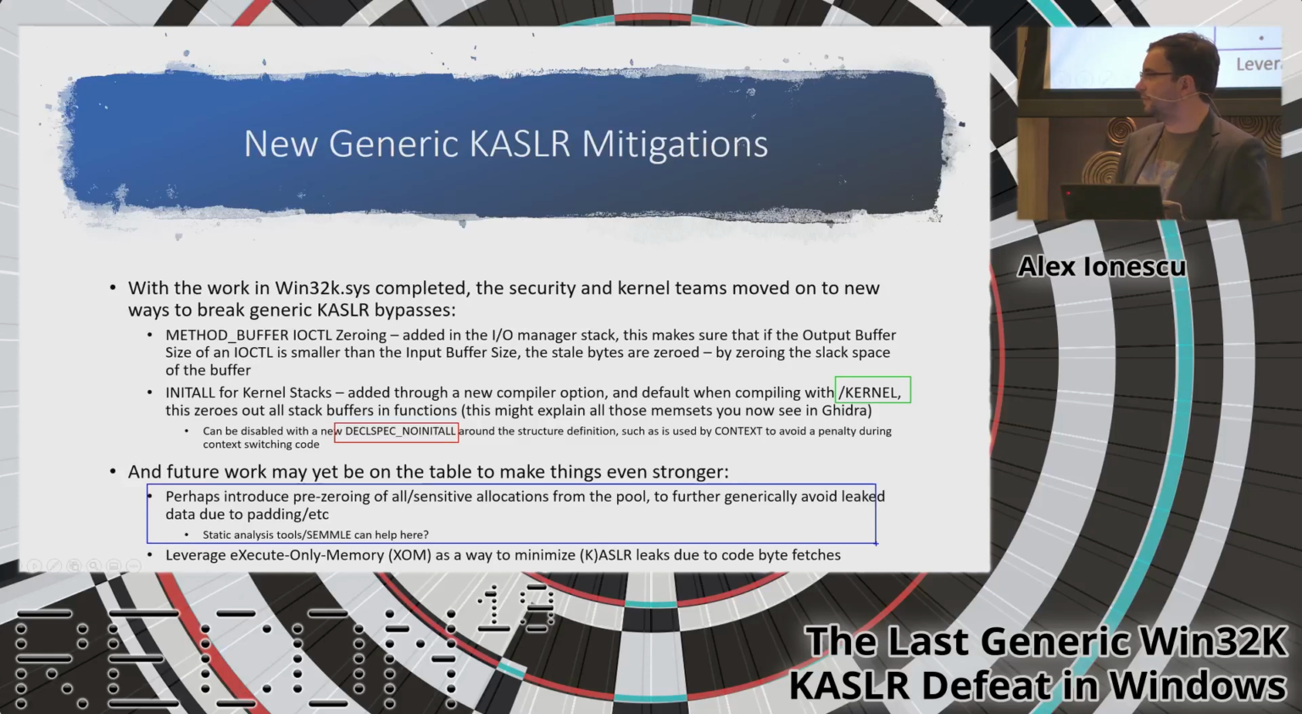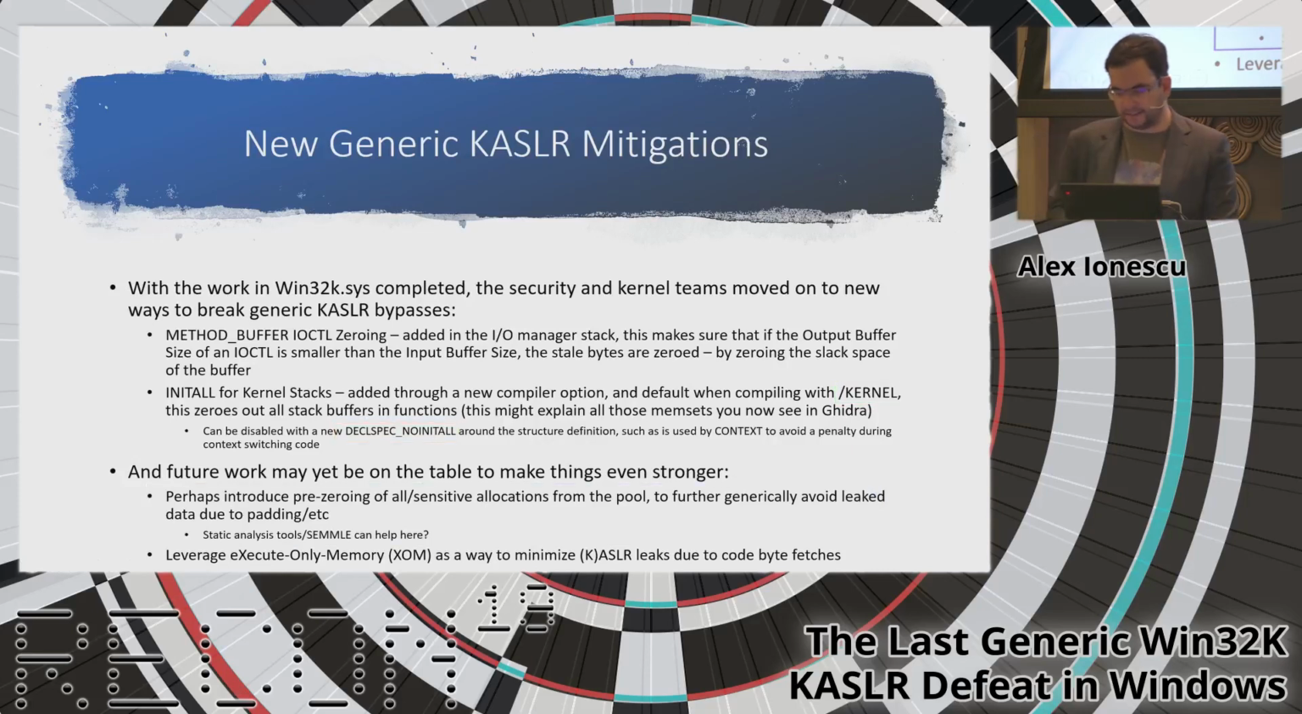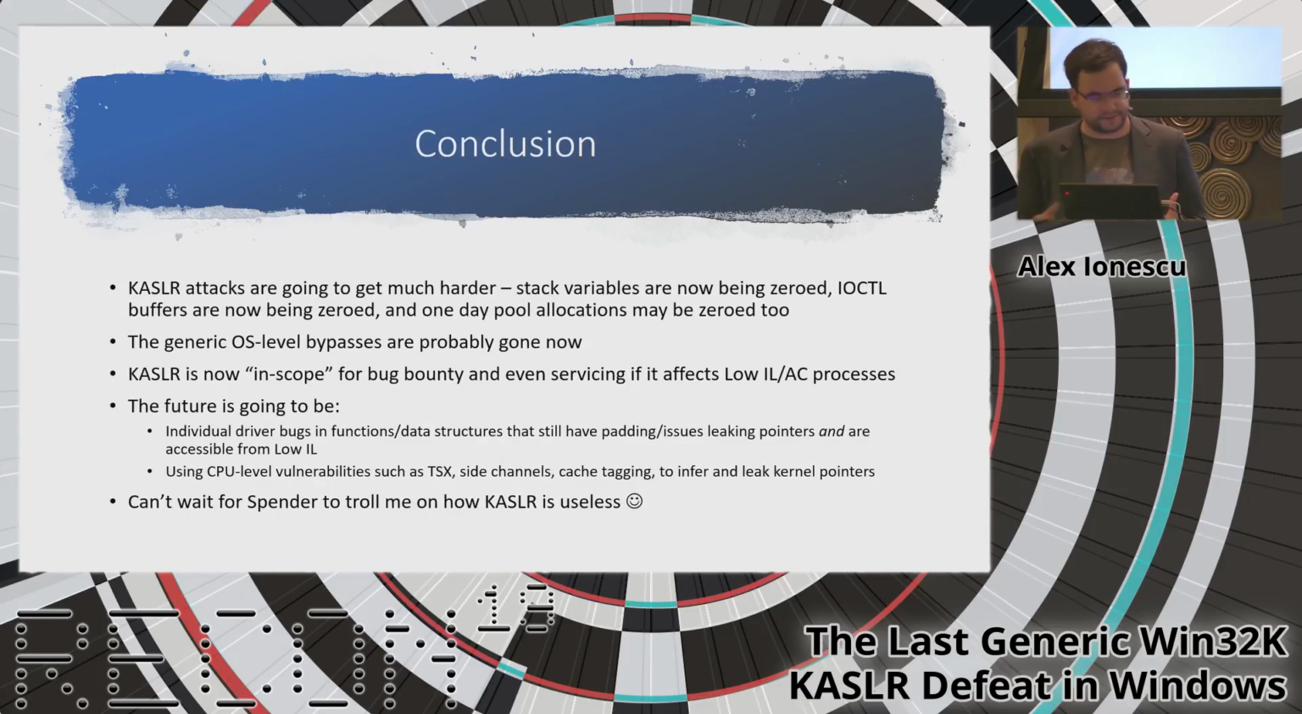Another idea that you see implemented on ARM64 and in research is execute-only memory, or XOM. With XOM, you can basically make code executable but not readable, and this mitigates ASLR violations when you're able to fetch or read code bytes. So with all these things on the horizon, getting KASLR pointers in Windows is going to get a lot harder.